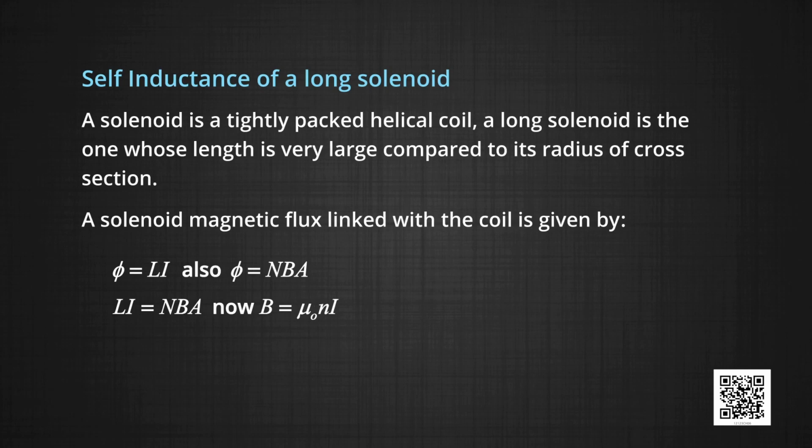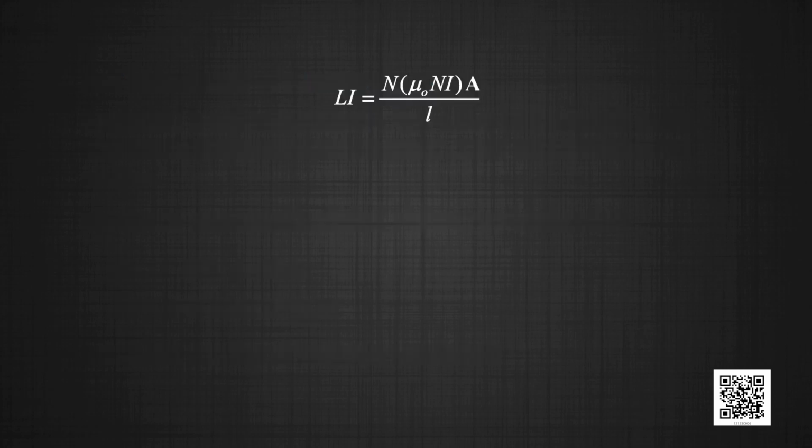Now, for a solenoid, we already know that B is equal to mu naught n I, where here we have small n, which is the number of turns per unit length. So, L into I becomes equal to N, and in place of B we write mu naught N I by l. Here this N is capital N, which is the total number of turns. So, capital N upon l becomes our small n, which is the number of turns per unit length. This whole into A. Now, L becomes equal to mu naught capital N square A upon l.